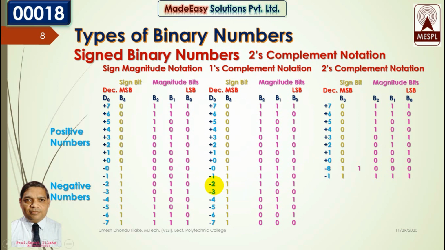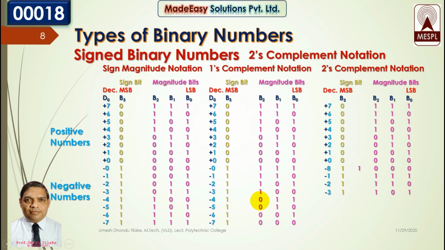Okay, now let's write minus 2. So this is in 1's complement form, we have to add 1 into it. So it is 1 0 1. If we add 1 to it, we will get 1 1 0. So MSB 1 and then 1 1 0. So minus 2 will be 1 1 1 0. Similarly minus 3, we have to add 1 into it. This is 1's complement notation. So magnitude bits will be 1 0 1. So minus 3 is 1 1 0 1.